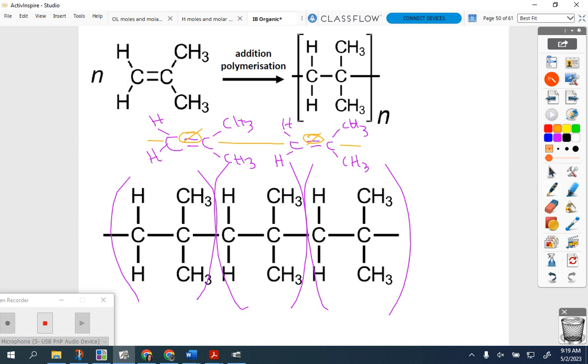Okay? And so they can give you anything. They can put chlorines here, they can put methyl groups, they can put bromines, whatever. It's still going to be the same basic idea. The polymerization is still going to be the double bonded carbons losing the double bond and attaching to each other. Okay? Any questions on that?